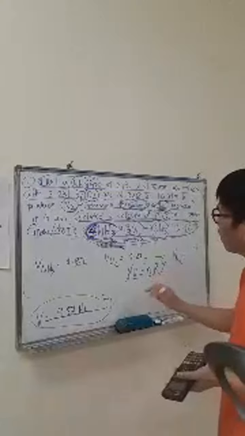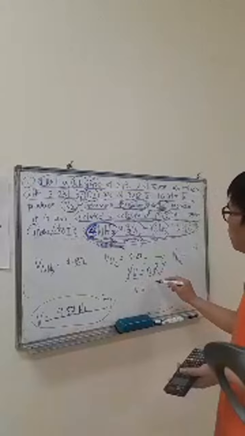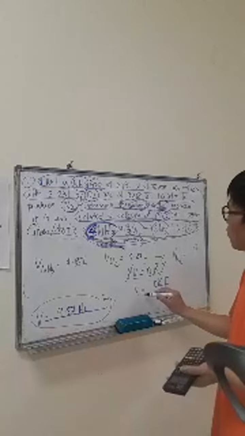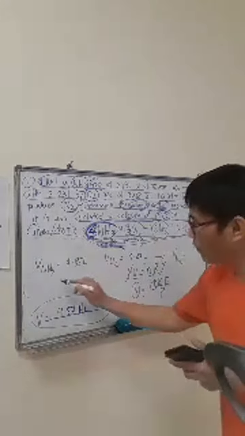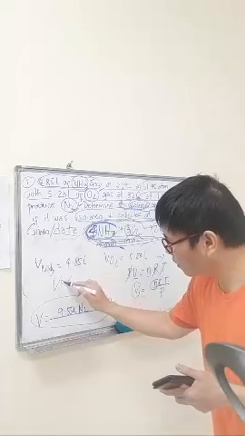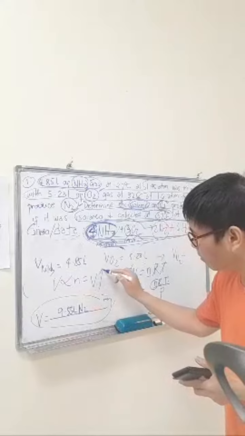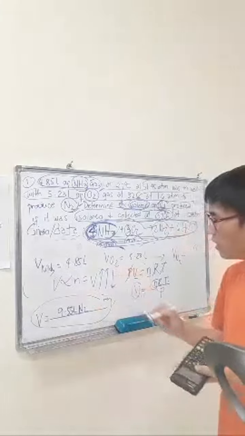I am doing this to prove whether I am correct. So volume equals nRT over P. Volume is nRT over P. So therefore, volume is directly proportional to the number of moles. So again, volume is directly proportional to the number of moles. If the volume will increase, the number of moles also will increase, but the pressure will decrease.